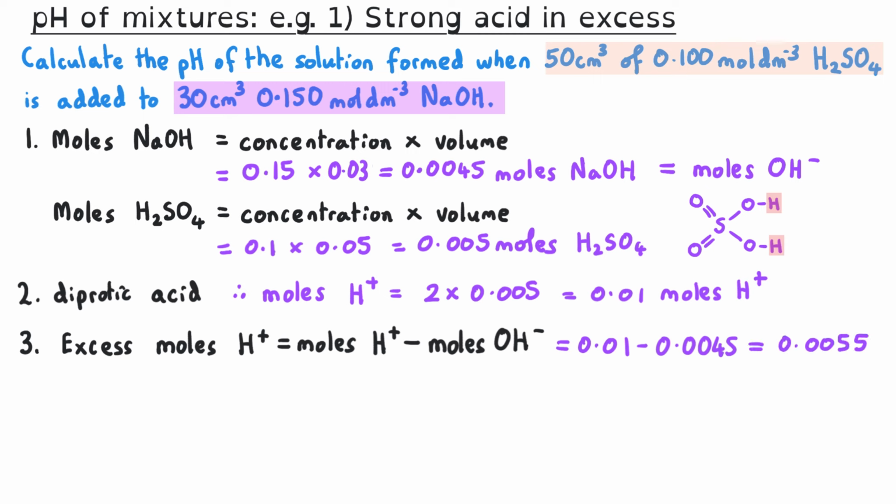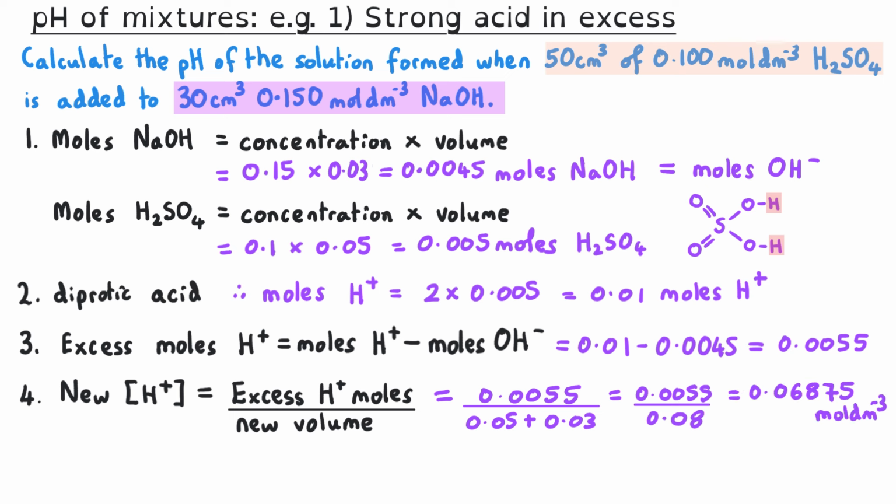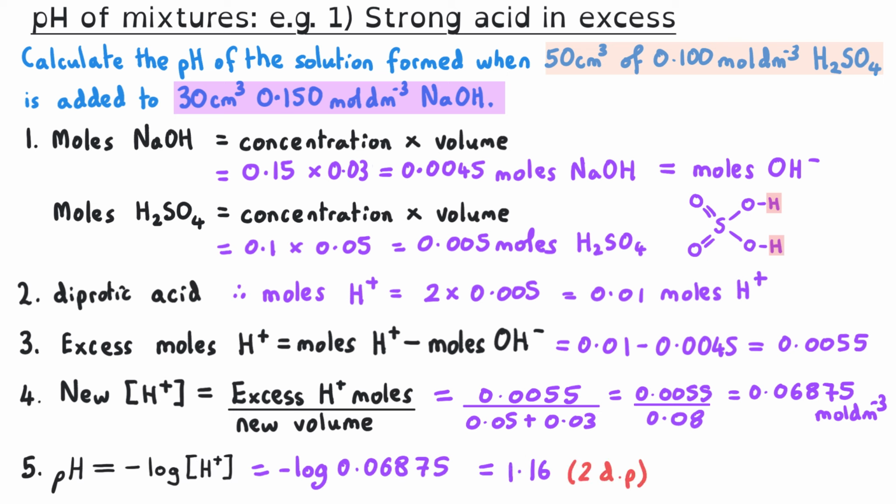This gives us 0.0055 moles of hydrogen ions. We need to then work out the new hydrogen ion concentration by dividing this excess moles by the new volume, which is 50 cm cubed plus 30 cm cubed, so 0.08 dm cubed. Once we've done that, we get a concentration of 0.06875. We then need to take the negative log of this answer to find the pH, and this gives us a pH of 1.16 to 2 decimal points.